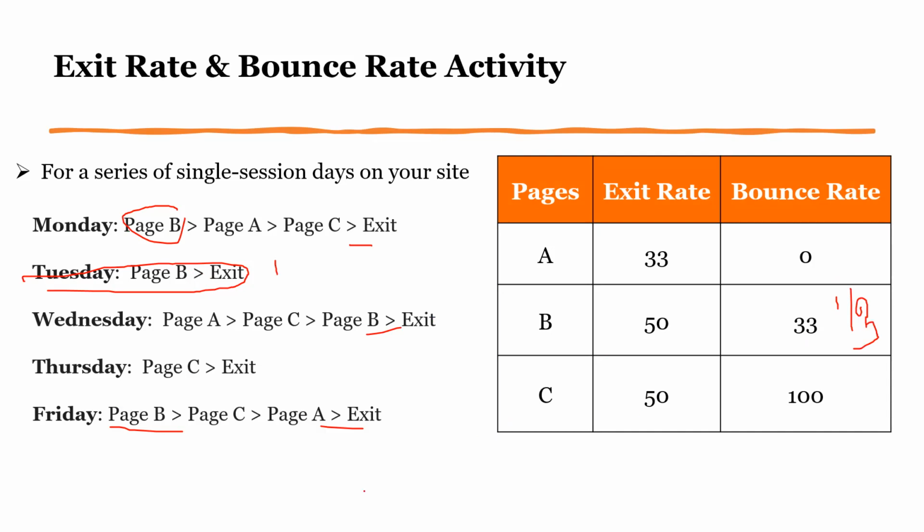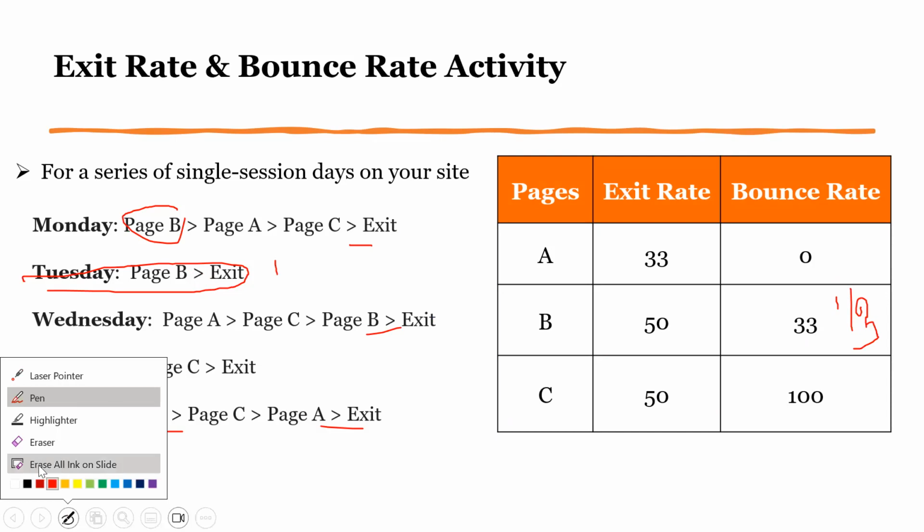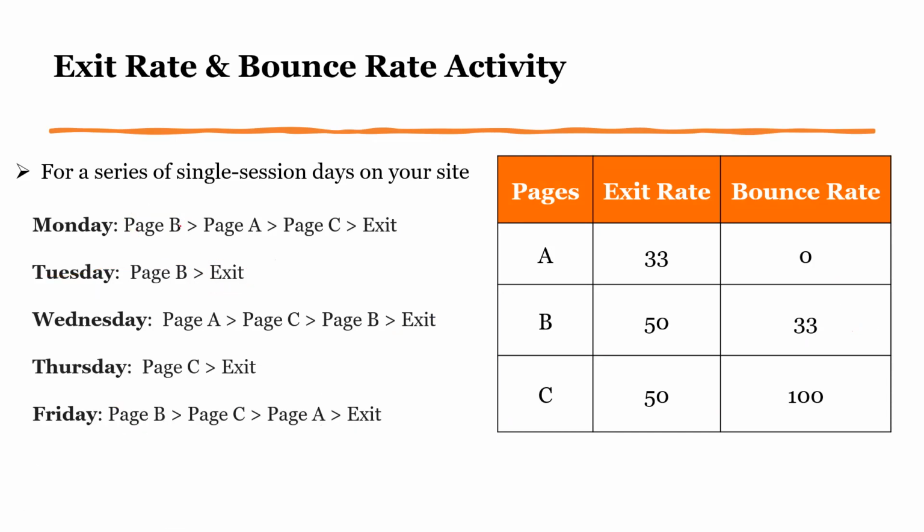Now coming to C. I hope you understand now. For page C, first of all, I will see the first page. No C, no C, no C, C is here, and no C. The first is not C. C is only here and exit happens. So only 1 will be counted, and on that particular day, exit also happens. So that is 100%. One exit happened, one instance happened, 1/1 into 100 is 100%.